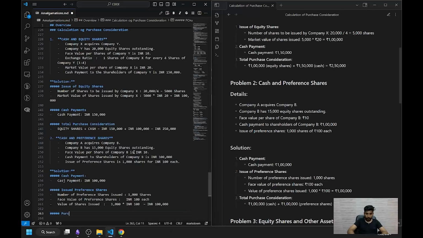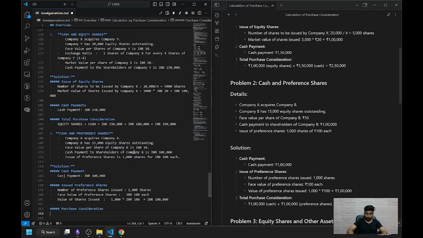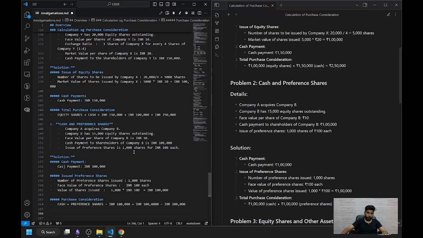Which makes the purchase consideration cash plus preference shares. That is rupees 1 lakh of cash plus rupees 1 lakh of preference shares, making it rupees 2 lakhs. And that's it.